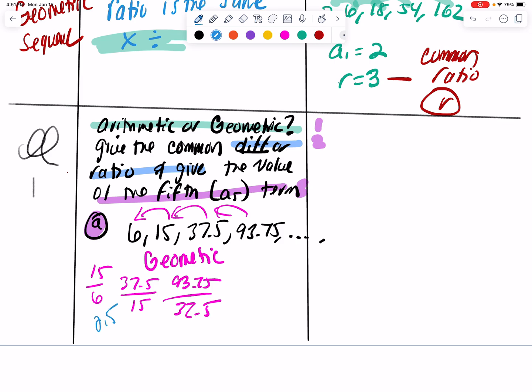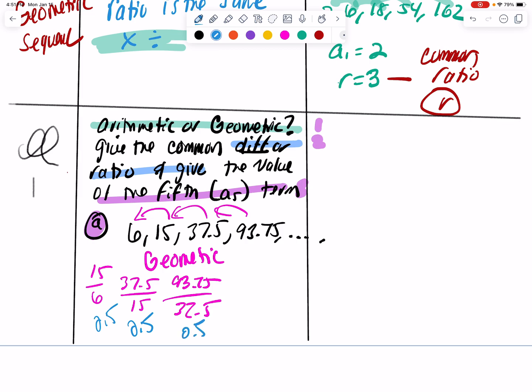37.5 divided by 15 is 2.5. And 93.75 divided by 37.5 is 2.5. Oops. Equals 2.5.